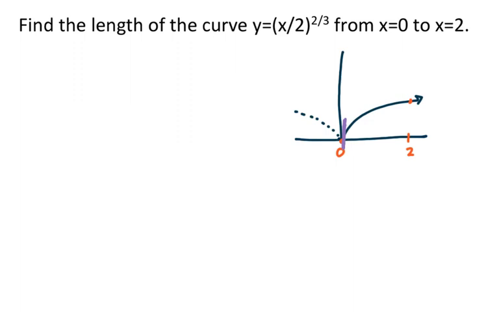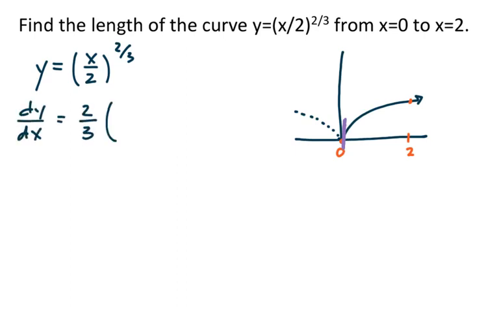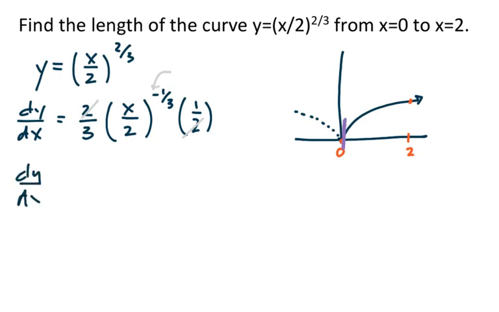And even if I didn't graph it, if I took that function and went to take the derivative of (x over 2) to the 2/3, well, the derivative of y with respect to x would be 2/3 times (x over 2) to the 2/3 take away 1, which is negative 1/3, and then we would take the derivative of the inside, which gives us times 1/2. And if we look at simplifying this, those 2's would cancel and this negative power would flip that fraction. dy/dx equals 1/3 times 2 over x to the positive 1/3.